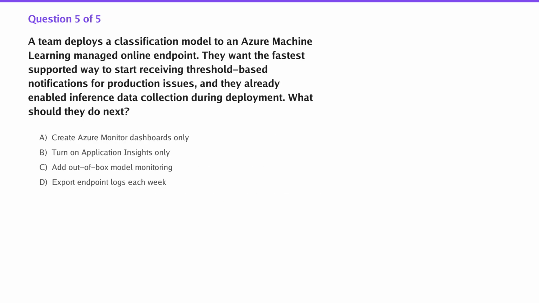A team deploys a classification model to an Azure Machine Learning managed online endpoint. They want the fastest supported way to start receiving threshold-based notifications for production issues, and they already enabled inference data collection during deployment. What should they do next?